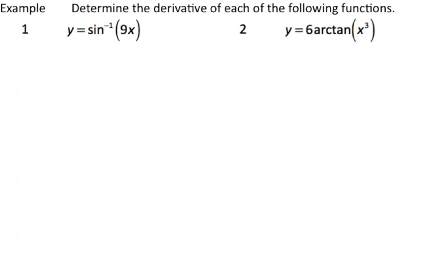Dealing with inverse trig functions, it's important to know what u is, because u gives us the definition of the derivative. Generally, that's pretty easy to see. U will be what's in the bracket, so in this case, with number 1, u is 9x. So I'm going to take the derivative.